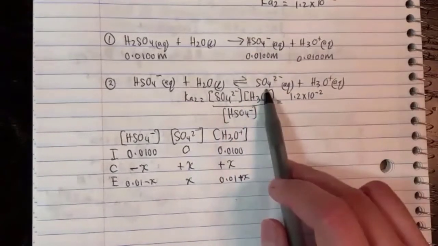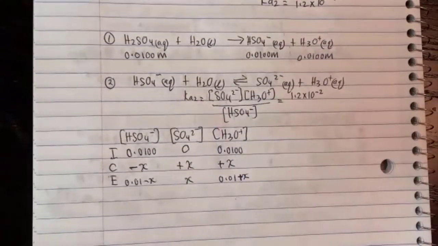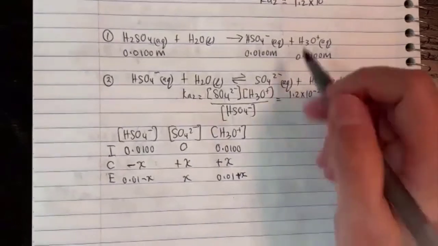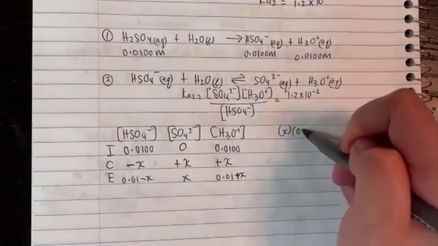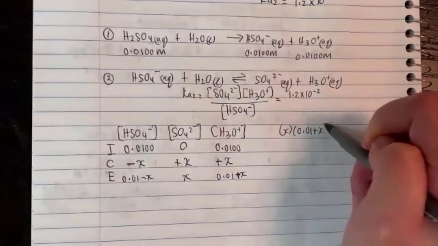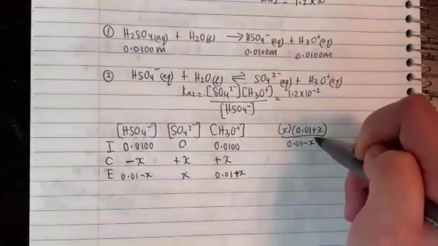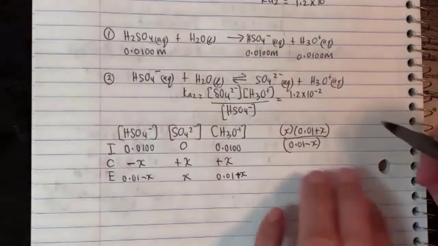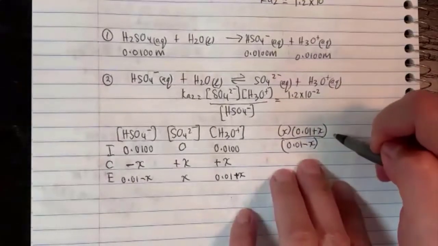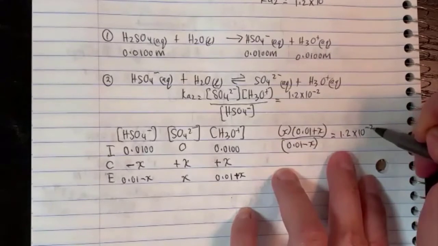So Ka2, let's go ahead and plug it in here. We have X here. I'm going to write on the side here. So X, and then that one is 0.01 plus X, and then the bottom is 0.01 minus X. Okay, so we have that, and that equals 1.2 times 10 to the minus 2.